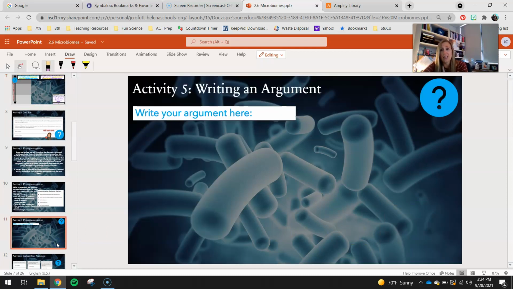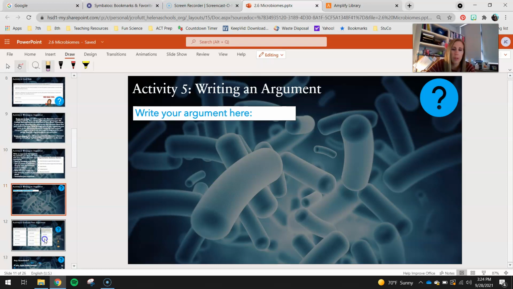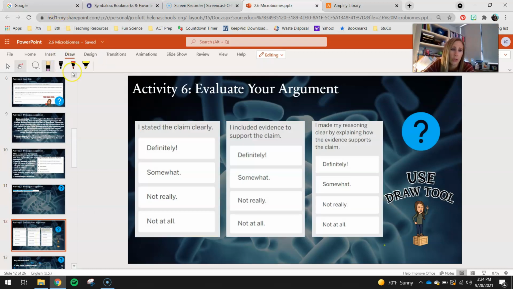I'm going to directly use what's written on these cards to support my subclaim. Then you can tie in your own reasoning. Why did those pieces of evidence tell you that your claim is correct? And then finally, you're going to sum up what you wrote about. Once you're done writing your argument, you're going to reread it, and then use your draw tool to answer these questions.